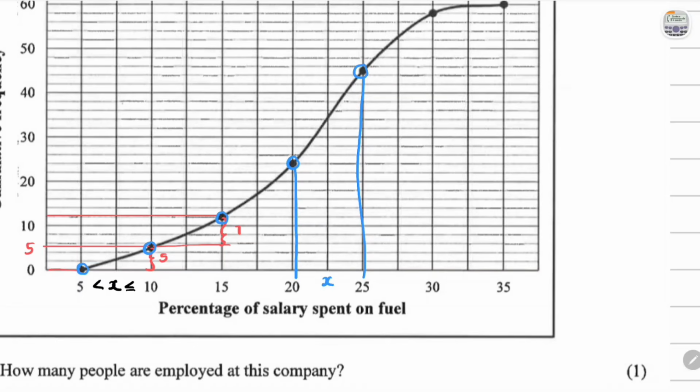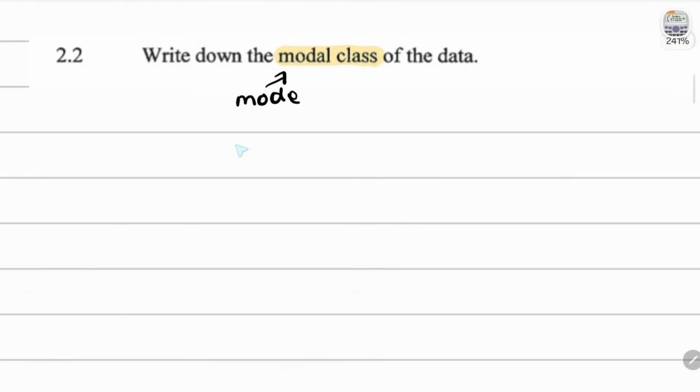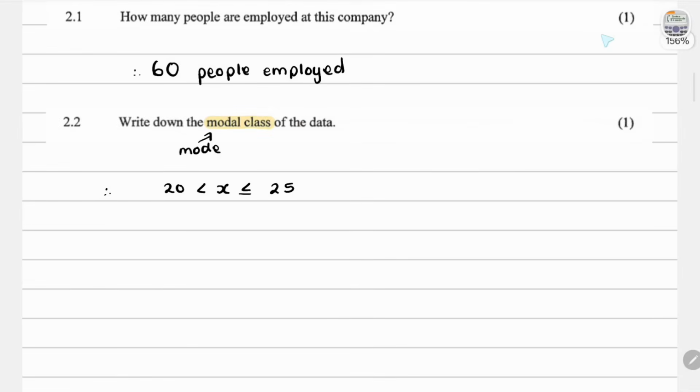And so that is where x is greater than 20 but less than or equal to 25. Okay, and that would be our modal class. The biggest frequency lies here where x is greater than 20 but less than or equal to 25. And that is our answer.